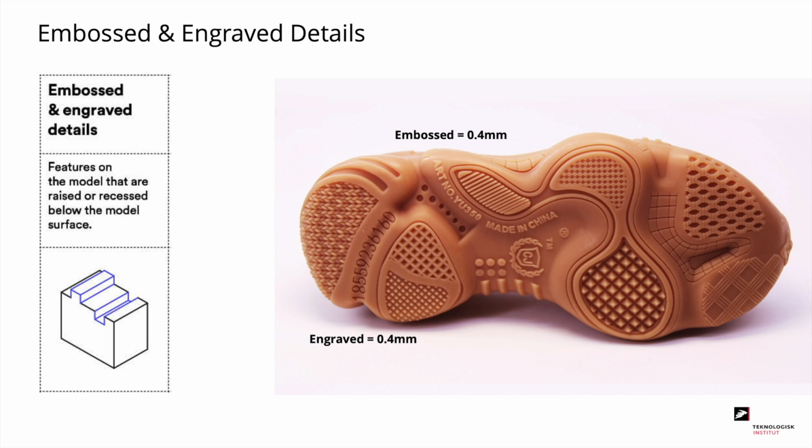It's possible to have embossed and engraved details with VPP printing. To make sure these details are visible, they need to have a minimum height or depth of 0.4 millimeters.